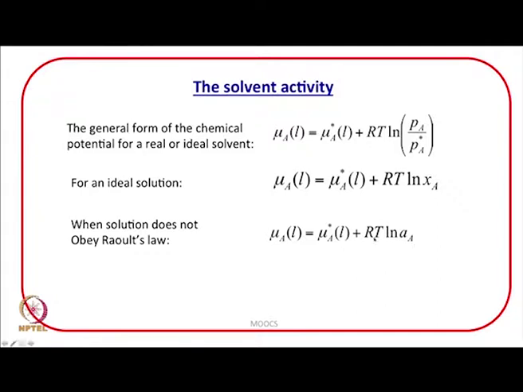And if you compare this equation, which is in terms of the ratio of the vapor pressures, the activity of solvent is equal to the ratio of its vapor pressure in the mixture divided by the vapor pressure in the pure form. That is what is written over here, that the activity of solvent A can experimentally be determined if we know the vapor pressure of A in the mixture and if we know the vapor pressure of A when it is pure.